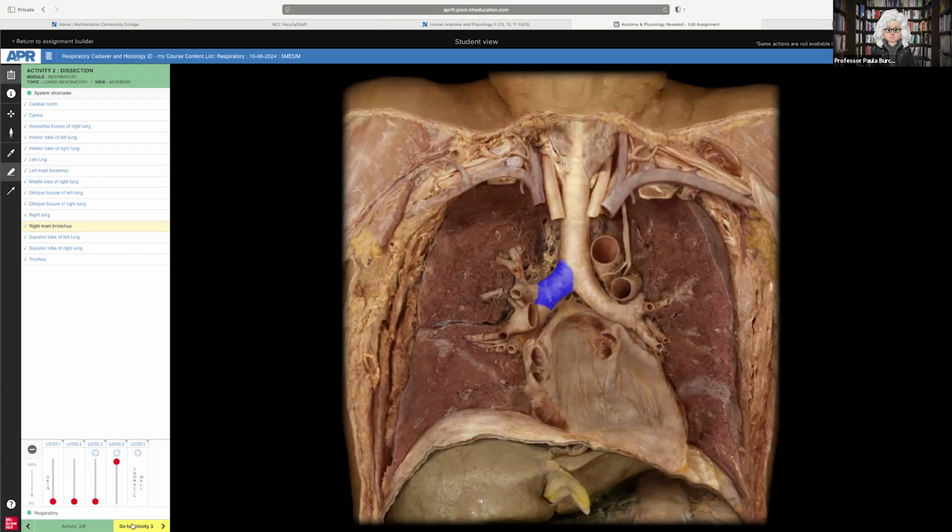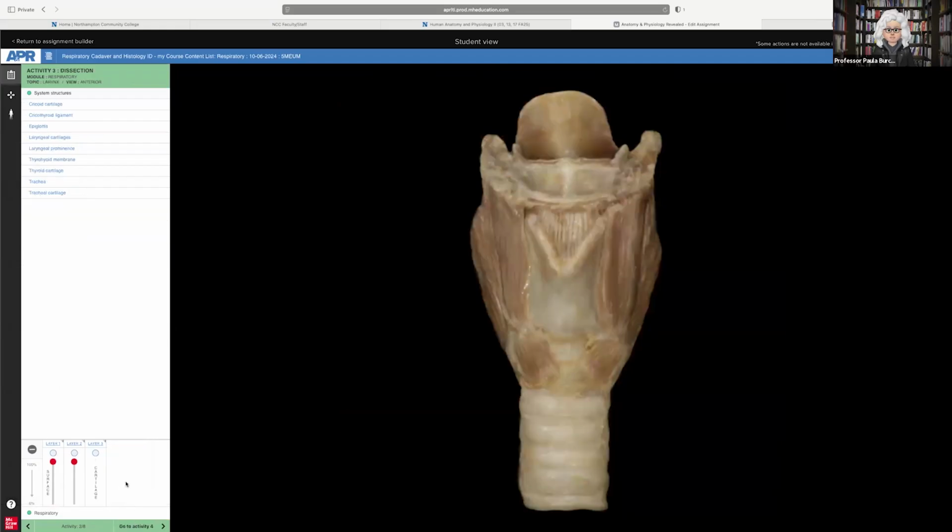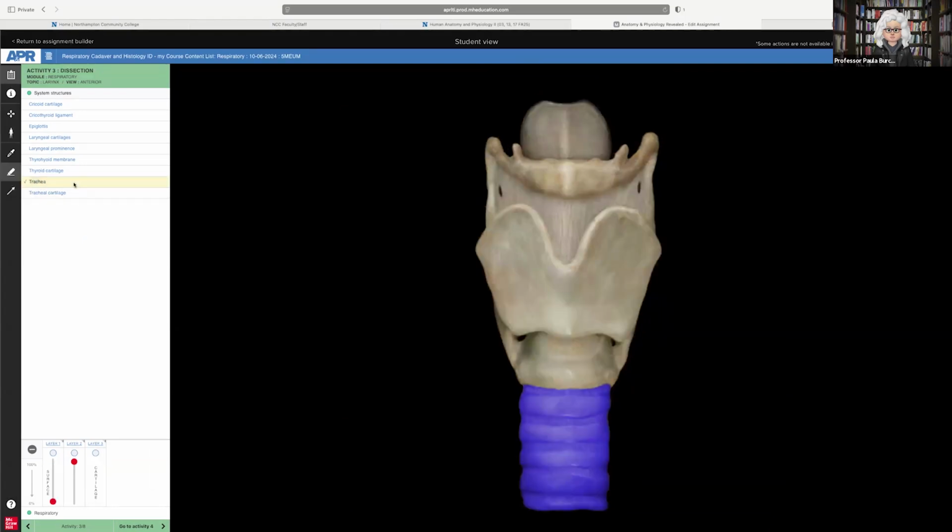Let's go on to activity 3. This is looking at an anterior view of your larynx. Here is your larynx. This is your trachea. And this is your hyoid bone. So here is your trachea.